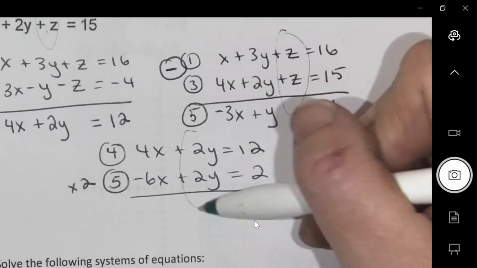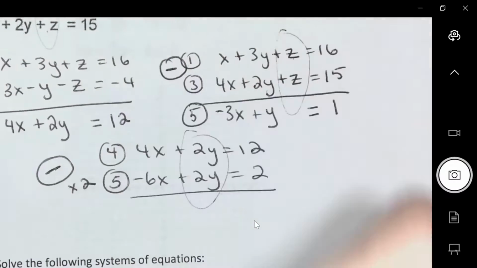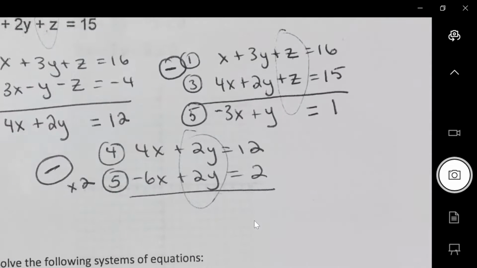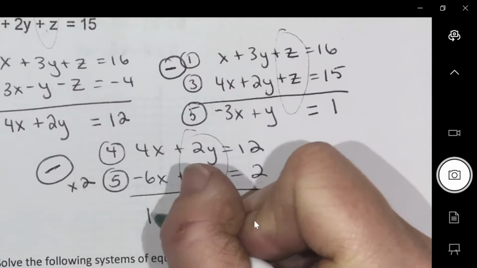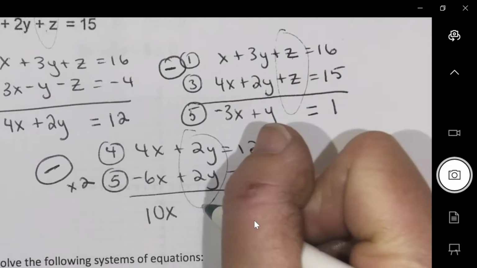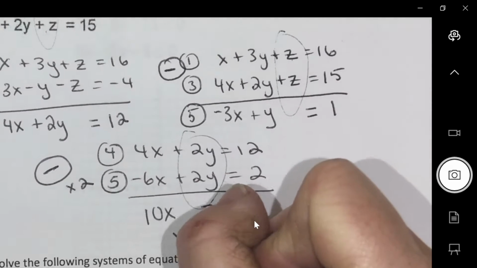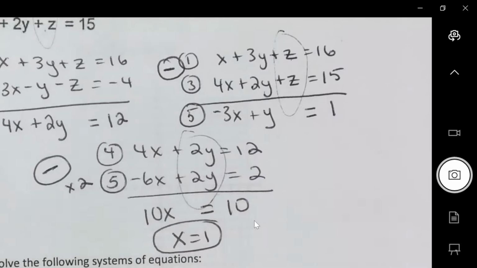Okay, I am going to get rid of the y's, so I will have to subtract. Okay, be careful here. What would you get? 4 subtract -6. That's actually a 10, right? Because the subtract negative adds it. And 12 subtract 2 is 10. Therefore, x equals 1.